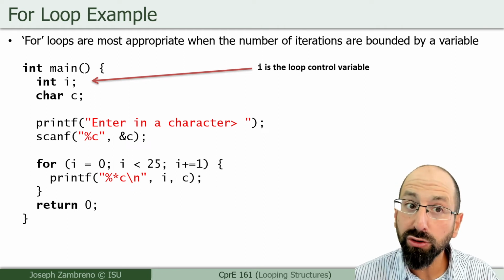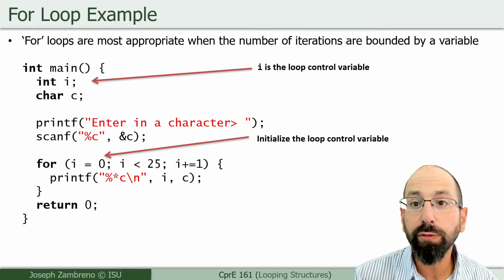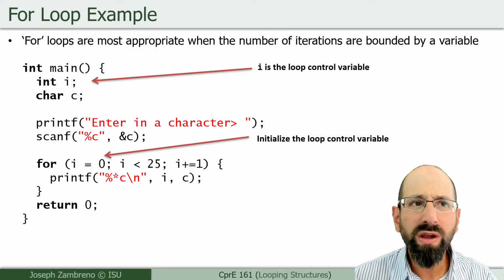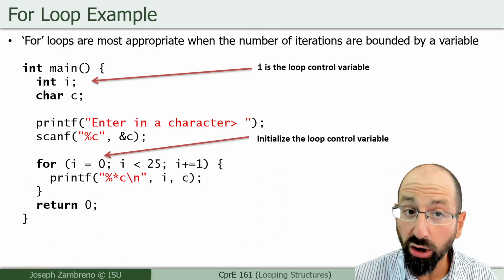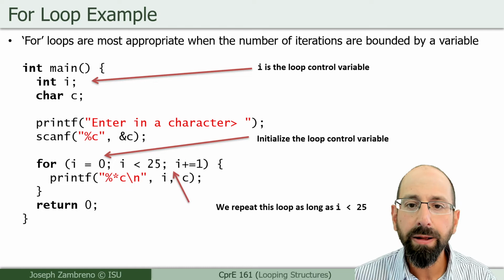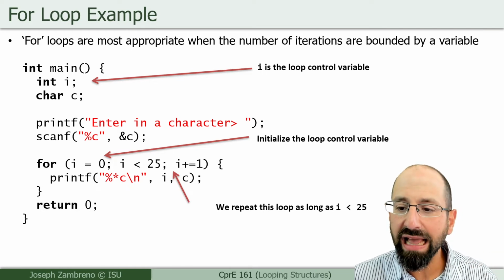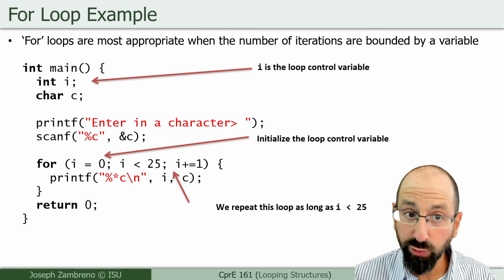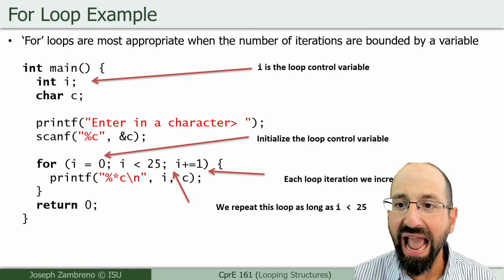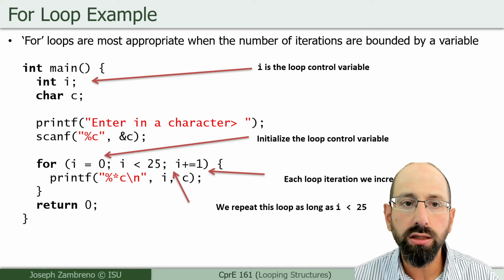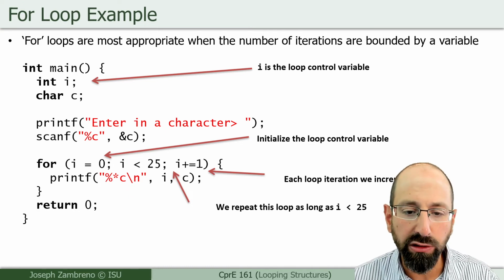So we have our loop control variable. We have our portion of the for loop that initializes I to be 0. We could have initialized it before, but it does need to be initialized as part of the loop. We're going to loop as long as I is less than 25 in this case, and then we're going to add 1 to our variable I each time through the loop.